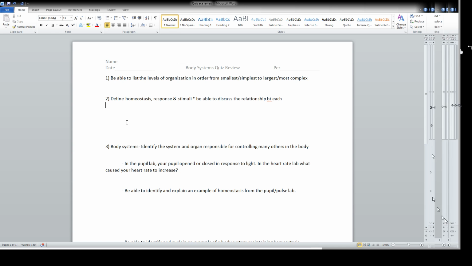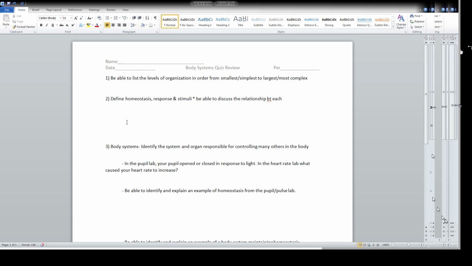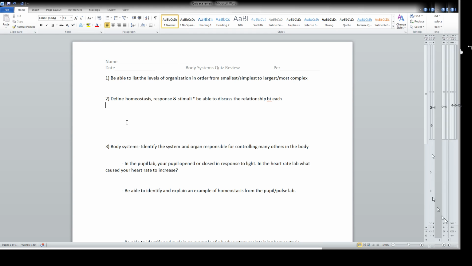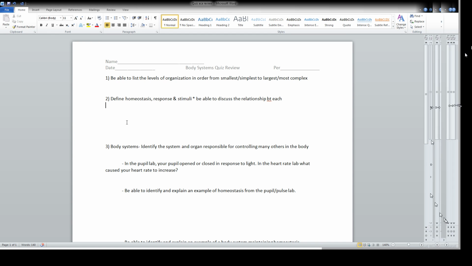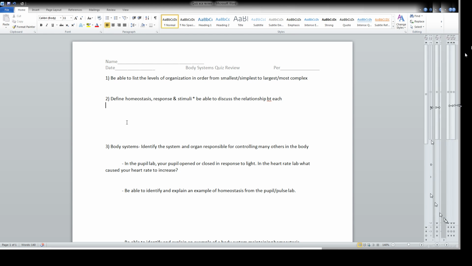And for the pulse lab, independent variable, exercise, doing exercise. Dependent variable, depending on exercise, your heart rate changed, and the control group is the group that tested its heart rate at rest. So you guys tested your heart rate while you were sitting, relaxing, then you tested it right after exercise. So the sitting, relaxing, not exercising group, that is your control group.